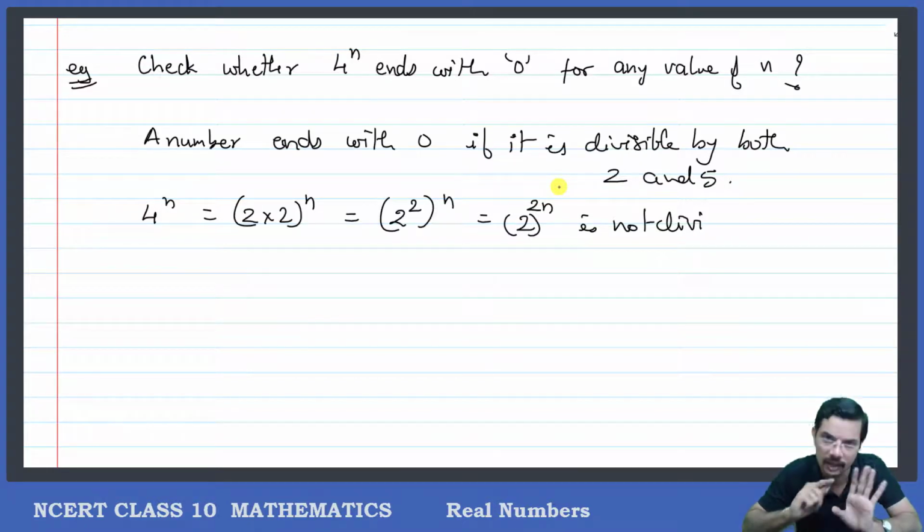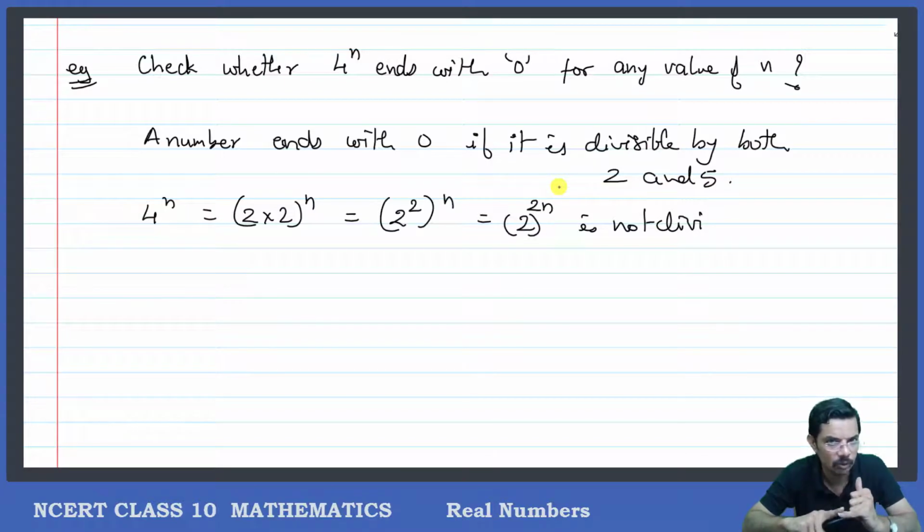2 into 5 will be a 10. If 2 is one factor and 5 is another factor, 2 into 5 will be 10, and if you multiply any other number with 10, what happens? You get a 0 at the end, correct? If it is a multiple of 10, there will be a 0.